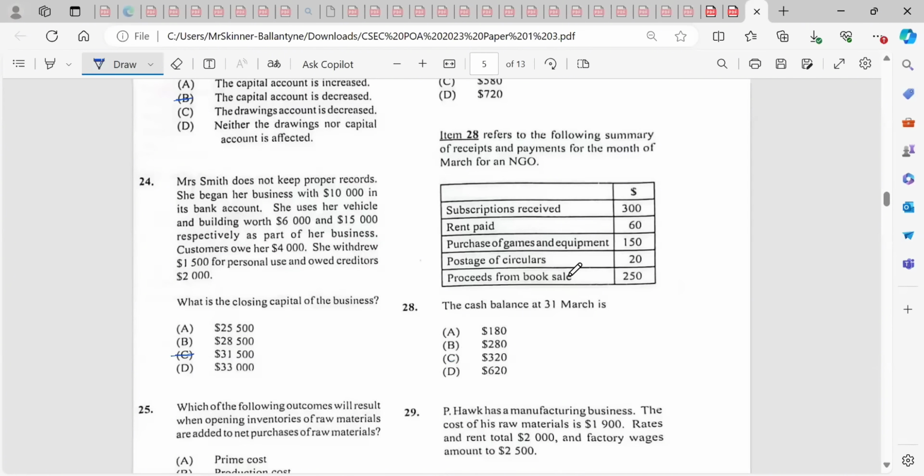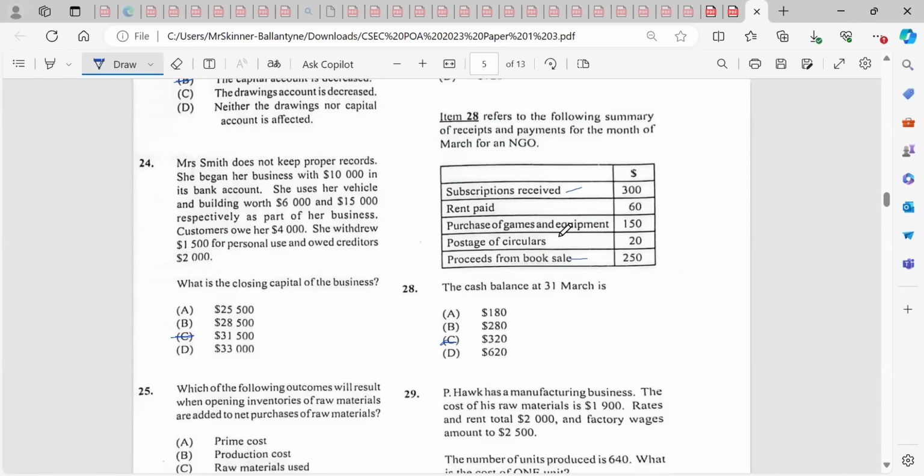So all the money you get, you add. All the money you spend, you subtract. You get subscriptions received. You get proceeds from book sale. You spend money when you pay rent, when you post circulars, and when you purchase games and equipment. So you add the money you get, you minus the money you spend.